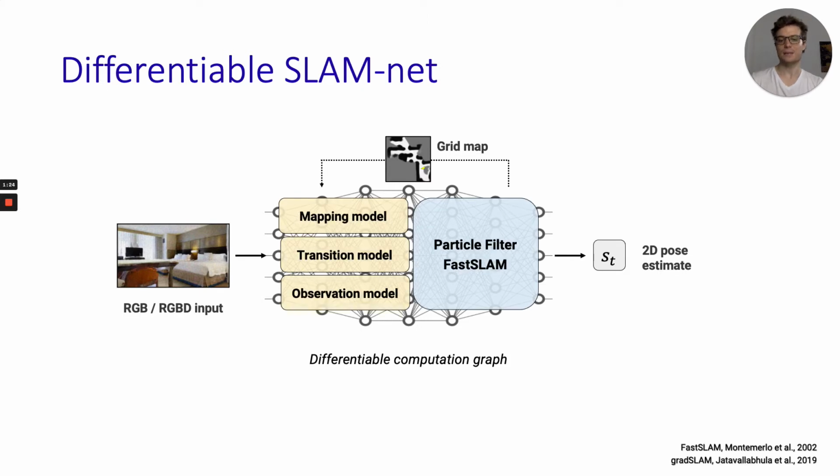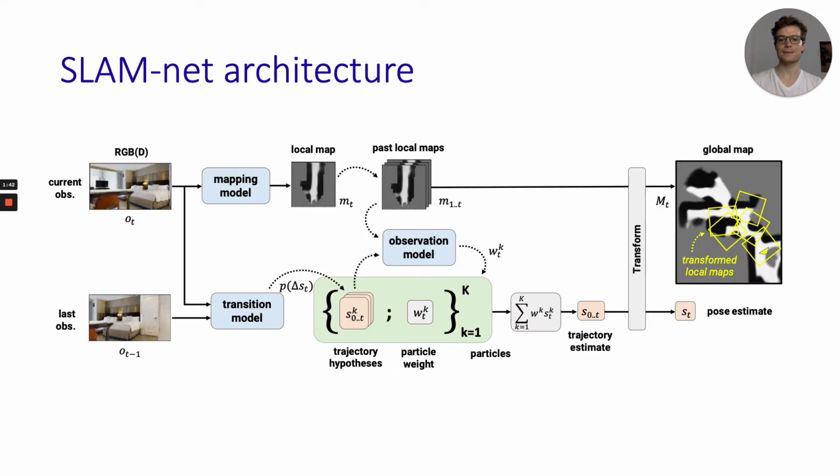The idea could be applied to many SLAM algorithms, but in this work, we use a particle filter-based algorithm called FastSLAM and learn neural networks for its mapping, transition, and observation models. Our inputs are RGB or RGB-D images, and outputs are 2D pose estimates, including orientation. This is a detailed architecture.